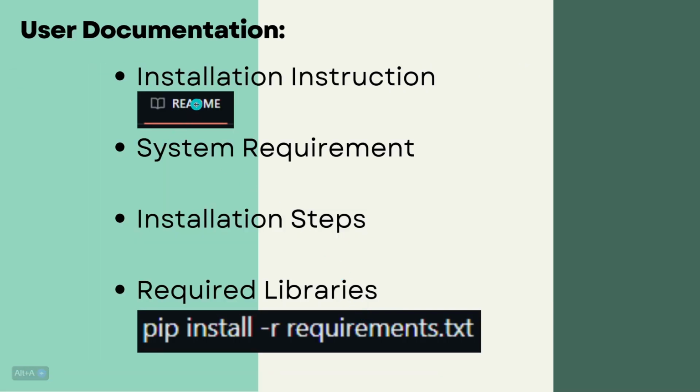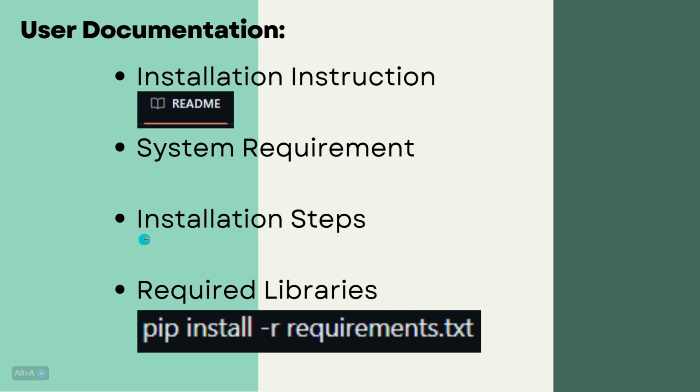User documentation. Installation instructions can be found in the GitHub repository under the README, and also in one of our assignments that we turned in. But that's only available to our professor, so if anyone else wants to see the installation instructions, it's on the README. System requirements, this is something else we went over in the user documentation.